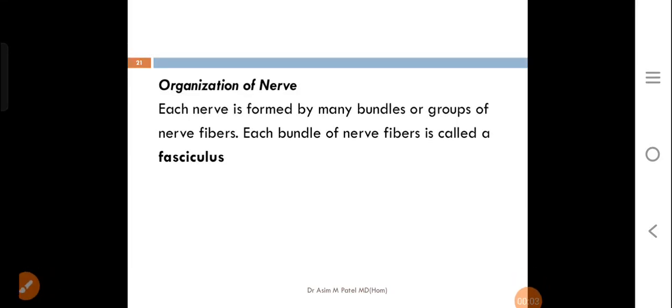So today we will discuss something about the organization of a nerve. A nerve consists of many nerve fibers. These nerve fibers are arranged in the form of bundles, and each bundle of nerve fibers is called a fasciculus.